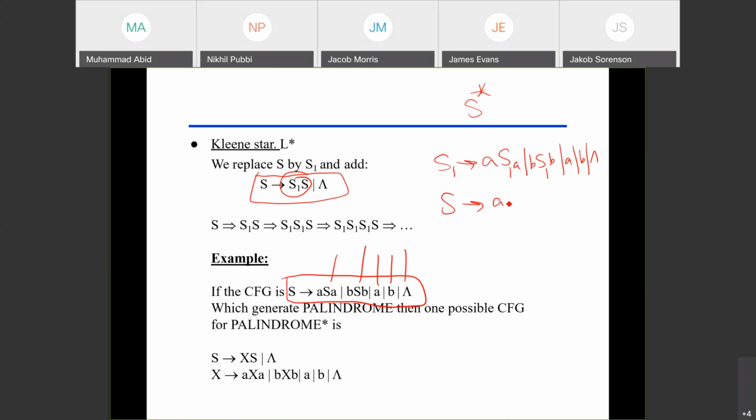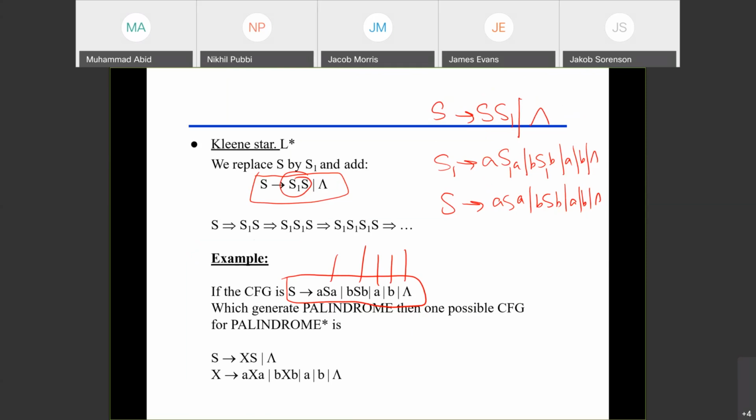And then we have S1, S, A, B, S, B, lambda, and you add a new production rule. You are saying, I have a new production rule S. S can be concatenated with S1, and here order does not matter because both languages are the same. So either S S1 or S1 S, it is the same thing. And you add a new production rule because you want to convert this into Kleene star, which should accept lambda. So we are saying lambda.